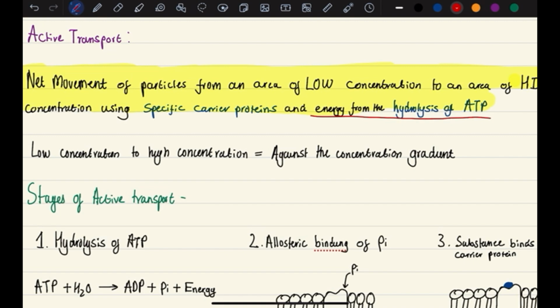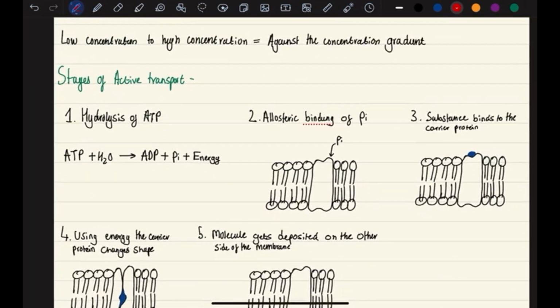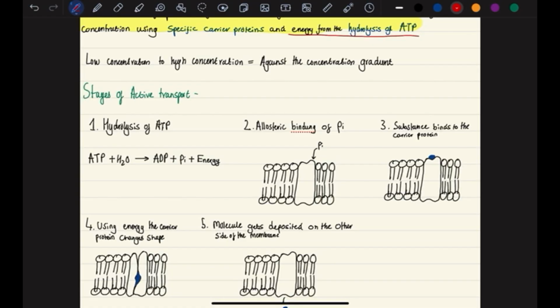Now, stages of active transport rarely comes up, but if it does, you want to be the person that can get those marks, yeah? So first of all, ATP is hydrolyzed, yeah? And when ATP is hydrolyzed, you're going to have ADP, inorganic phosphate, and energy, yeah? They normally maybe won't put water in the formula. I've just done it to show this hydrolysis, yeah? Now, Pi and energy is going to be really important.